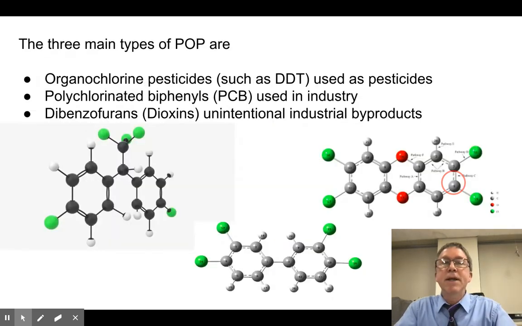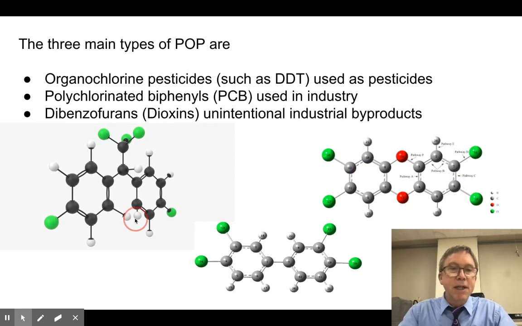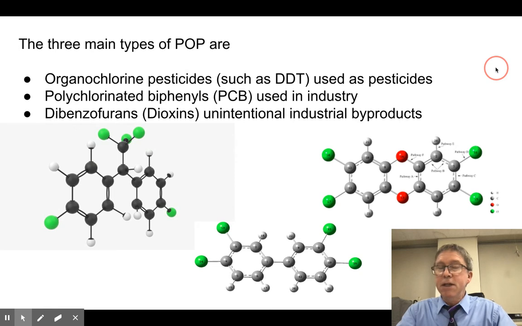Okay, so there are three main types of POP, or persistent organic pollutants. There's organochlorine pesticides. You don't need to know that word, but you do need to know the term DDT, obviously. DDT is a classic example of an organochlorine pesticide. Here's an example of the DDT molecule. These are used primarily as pesticides, and it's worth noting that not all pesticides are POPs. In fact, we don't use them anymore, but that was a category of POP.